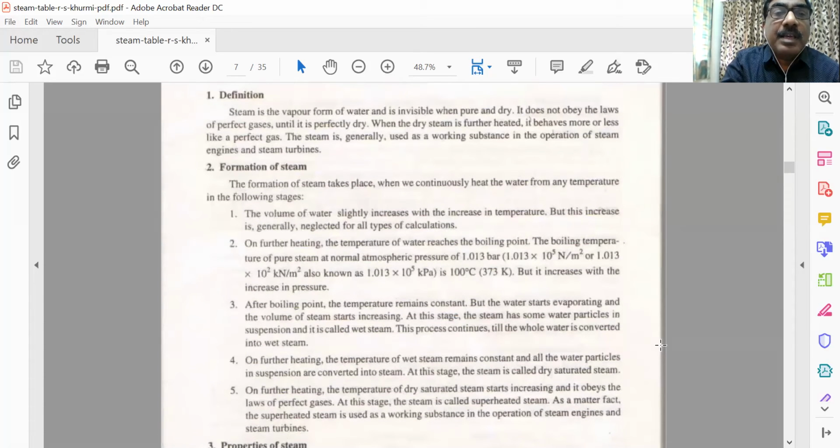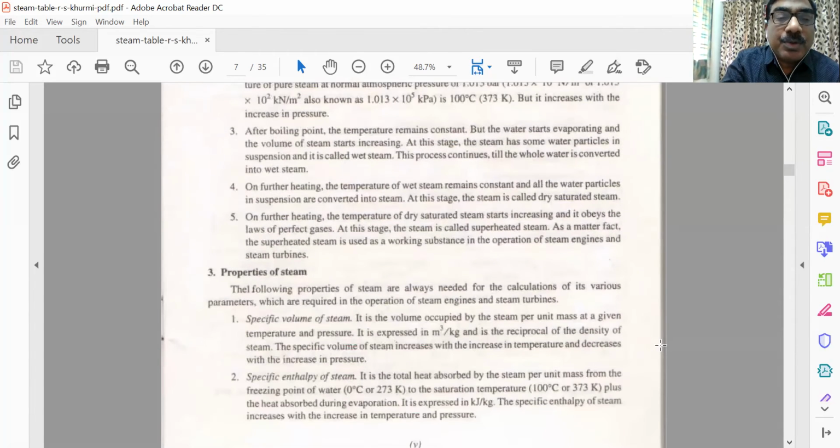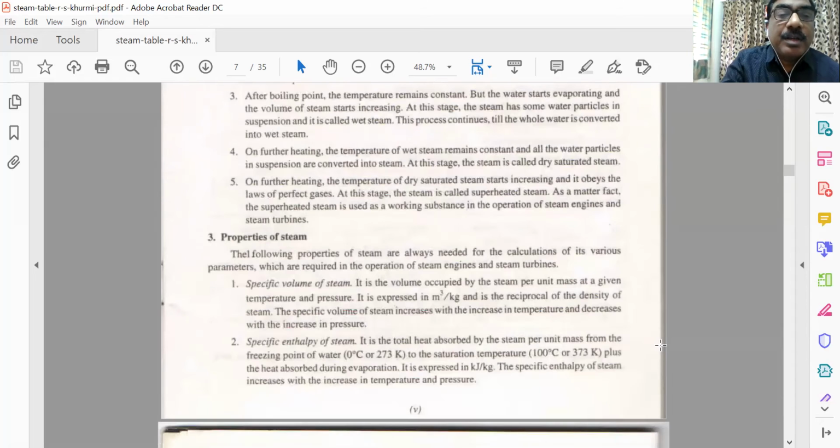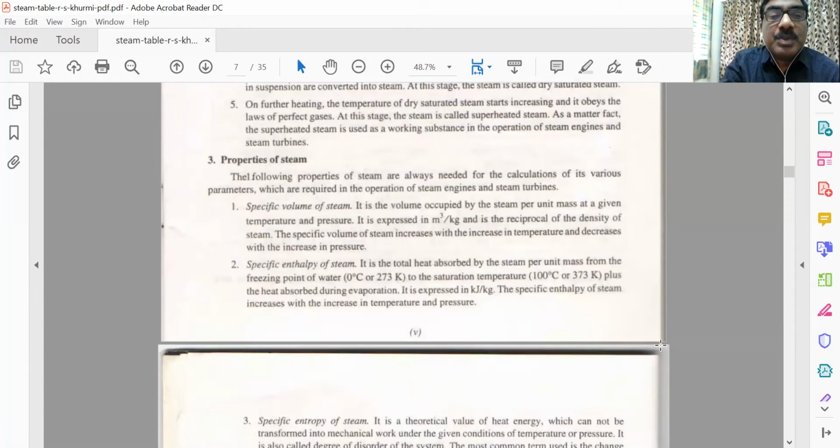Now we'll see how to find out the enthalpies of the steam at different points of the cycle. Before that, we'll go through this particular document. What are the properties of steam? The properties of steam are specific volume. Specific volume is the volume occupied by the steam per unit mass. So the units are meter cube per kg.